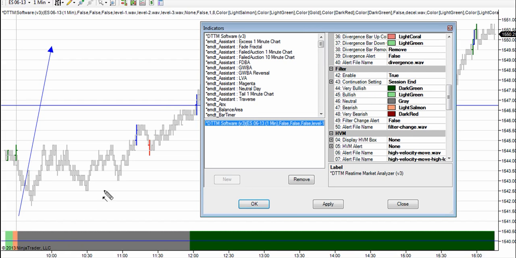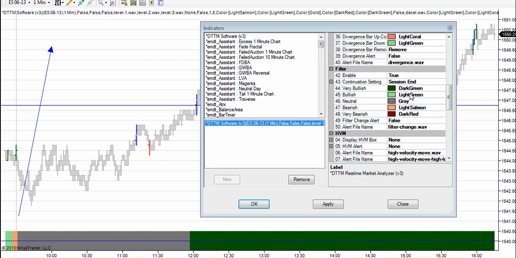Okay, so I've put the filter on, and you can see that it went to dark green right around noon Eastern and just stayed dark green the rest of the day. The filter has a few options on it. You can see the settings are right in here. Very bullish is dark green, light green is bullish, gray is neutral, and then we've got light red and dark red for bearish and very bearish.